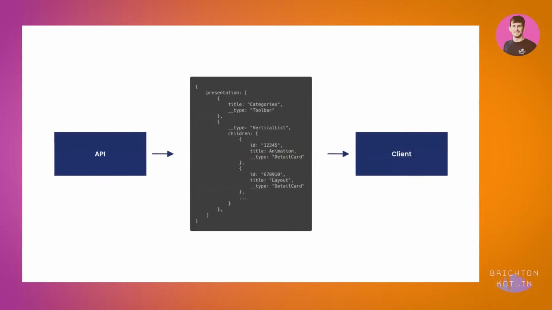So with client-driven UI, we get the raw data which the client controls the presentation for. The difference with server-driven UI is that we remove the responsibility of presentation from the client. So the API will return the presentation to the client, and then it is the client's responsibility to parse and display that content.